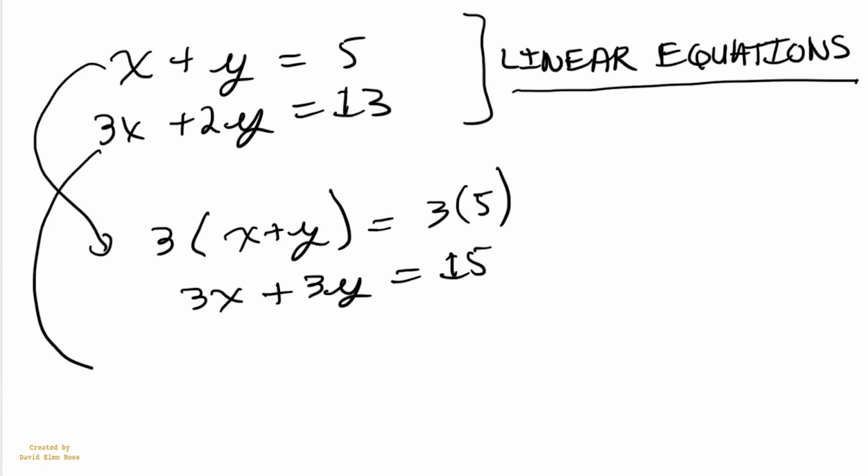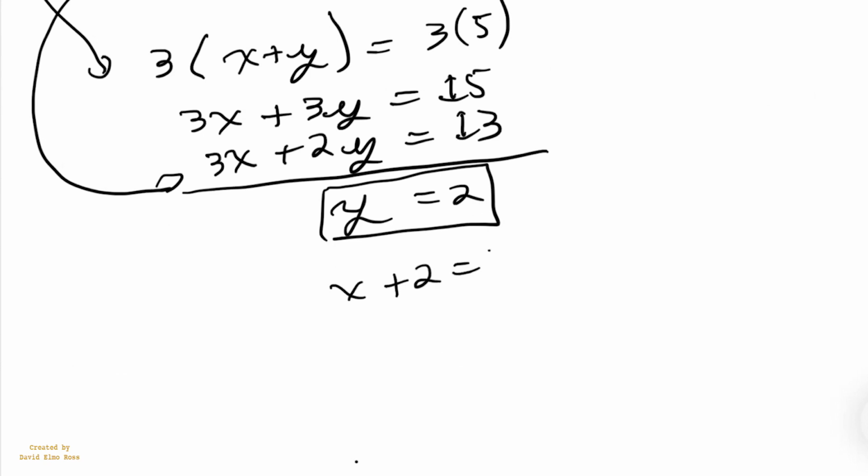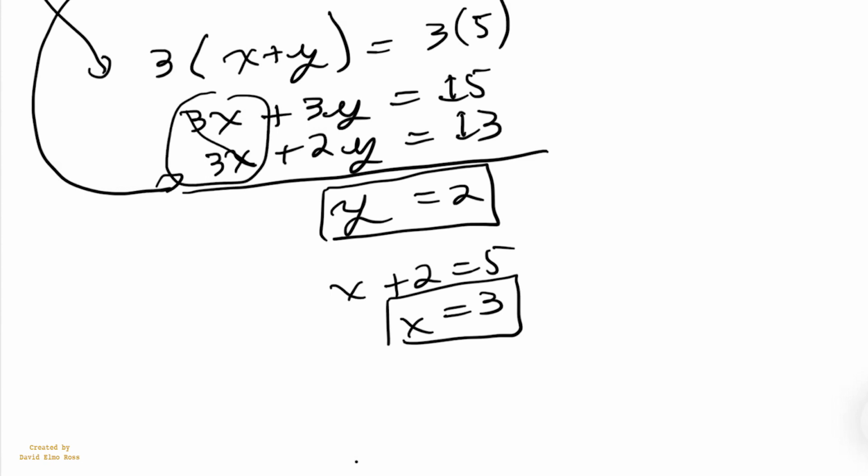Now if we take this other equation down here, 3x plus 2y equals 13, we can subtract these two. So 3x minus 3x is 0, 3y minus 2y is just y, 15 minus 13 is 2, and right away we have our solution for y. And to solve for x, we just say x plus 2 equals 5, x is equal to 3. So this is a way of solving two equations and two unknowns very quickly by multiplying to make terms the same, canceling them out, and then solving.